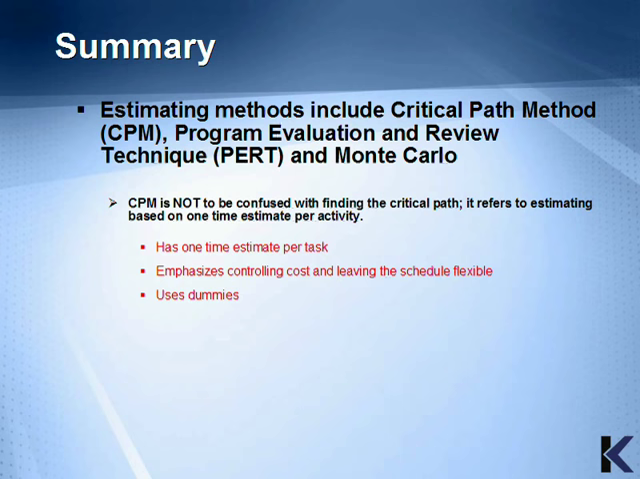Estimating methods include critical path method, CPM, program evaluation and review technique, PERT, and Monte Carlo. The critical path method is not to be confused with finding the critical path. It refers to estimating based on one time estimate per activity, and it emphasizes controlling cost and leaving the schedule flexible. It also uses dummies.